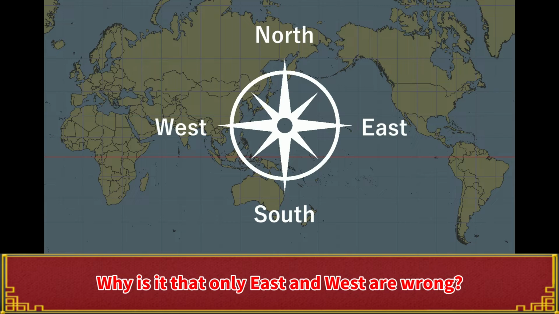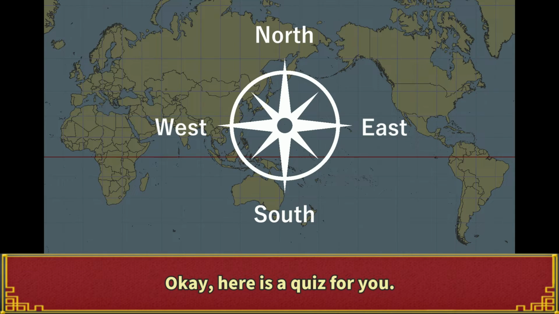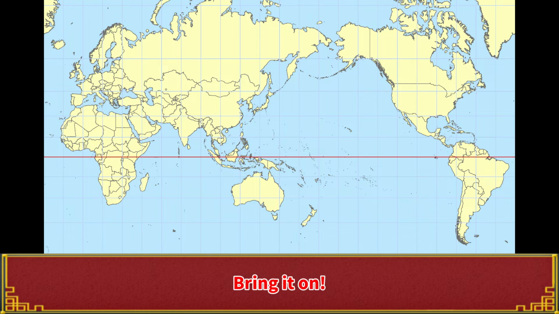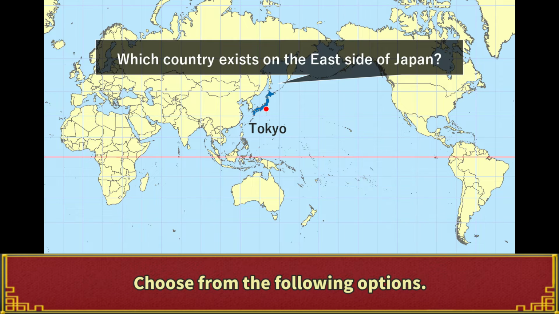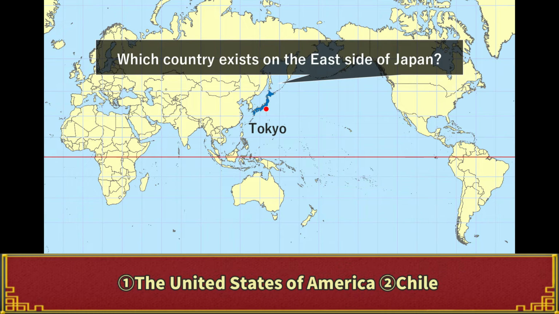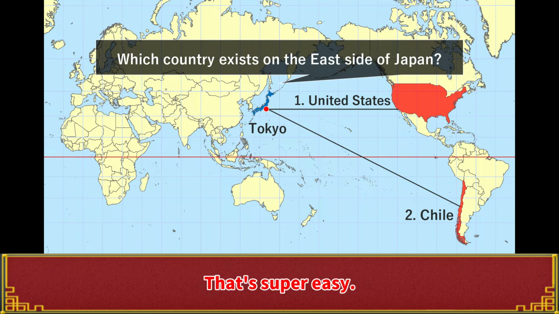Why is it that only east and west are wrong? Okay, here's a quiz for you. Bring it on. Question: which country exists on the east side of Japan? Choose from the following options. 1. The United States of America. 2. Chile. That's super easy.